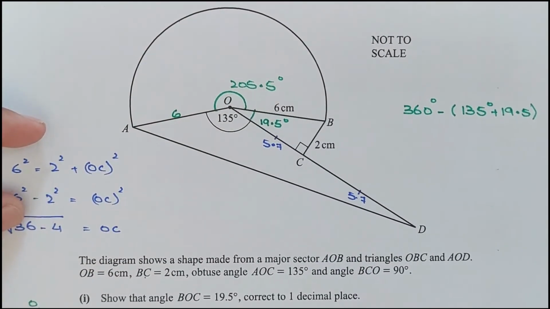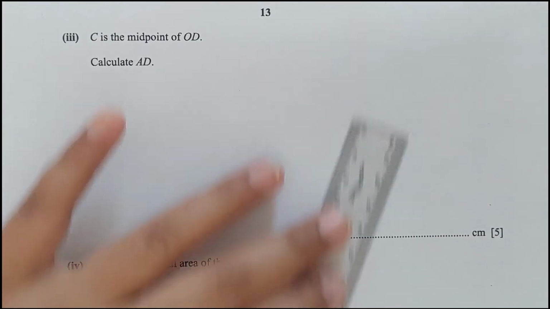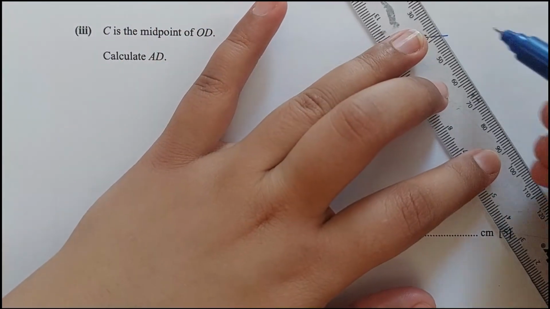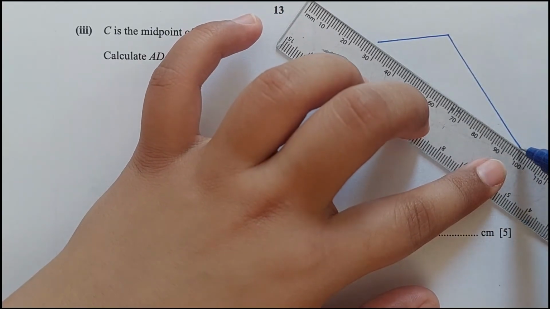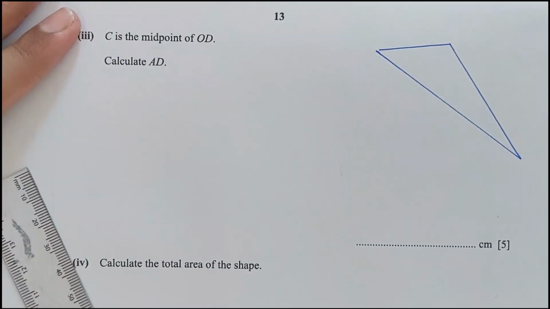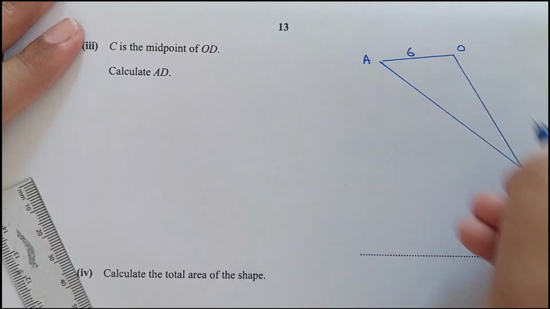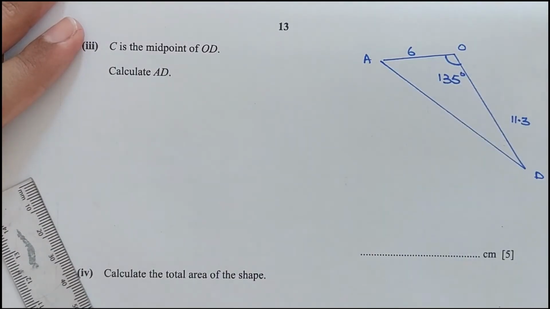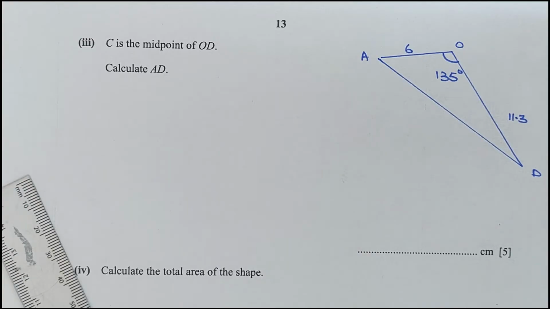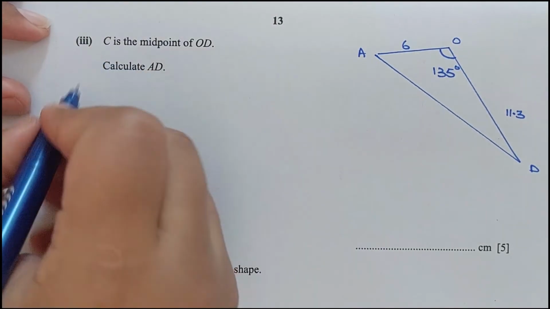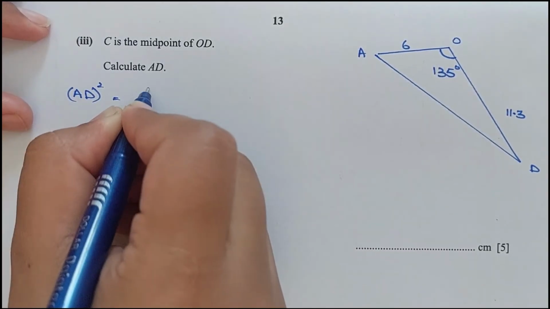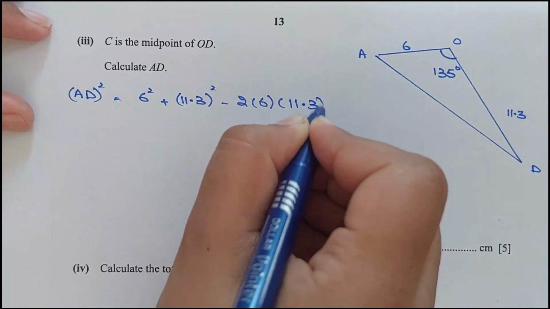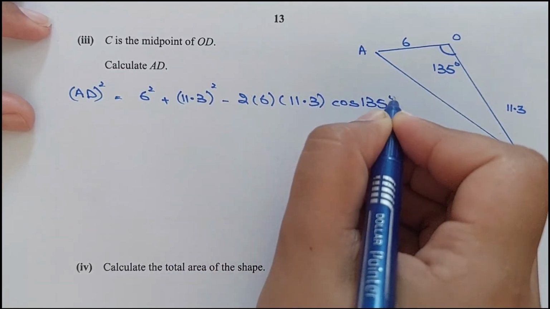O to A is 6. Let me draw this triangle separately on the other page. We have O to D. So this is O, this is A, this length is 6. O to D, this length is 11.3, and that angle is 135 as given. We have to solve for AD. We have two sides and the angle between, so apply the law of cosine to get AD. AD squared equals 6 squared plus 11.3 squared minus 2 times 6 times 11.3 times cos of 135 degrees. So what is AD?